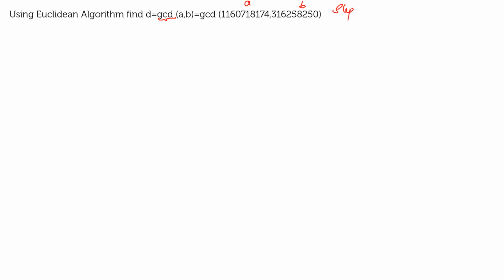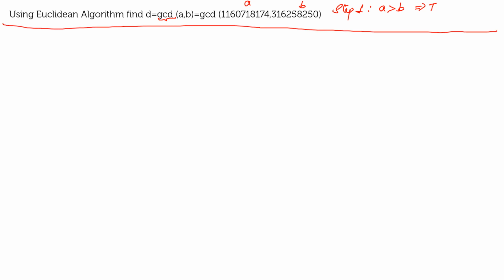So step one, what you have to do is check whether A is greater than B. Okay, so in this case, yes, it is true. Then we can proceed with the division algorithm. Okay, so how can you start the division algorithm? You can make a table, where your first column will be the division algorithm.